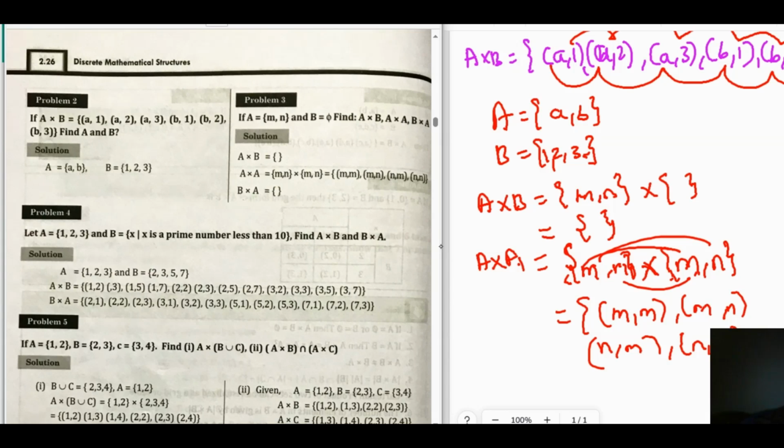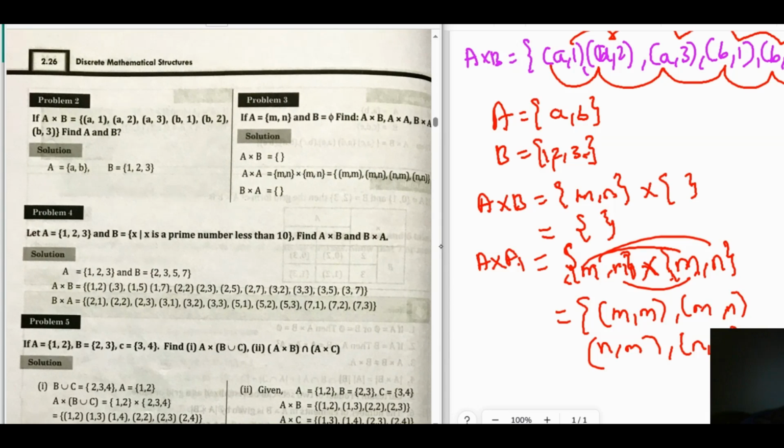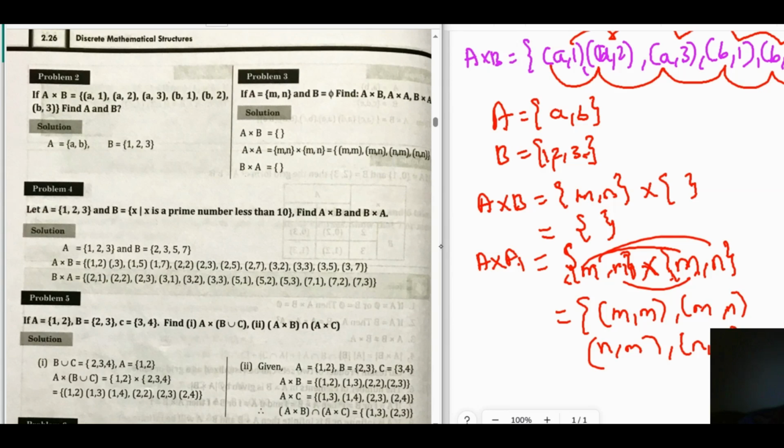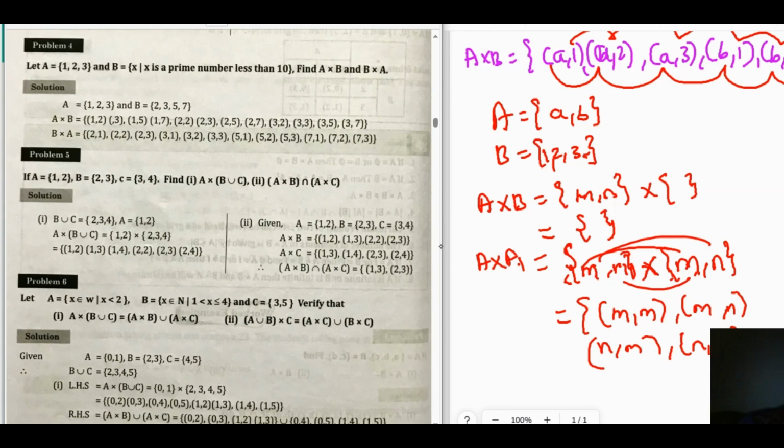They have not given the value of B, they have given B is a prime number which is less than 10. So it will be what? Prime number less than 10 will be 2, 3, 5, 7, and then you have to find A cross B and B cross A.